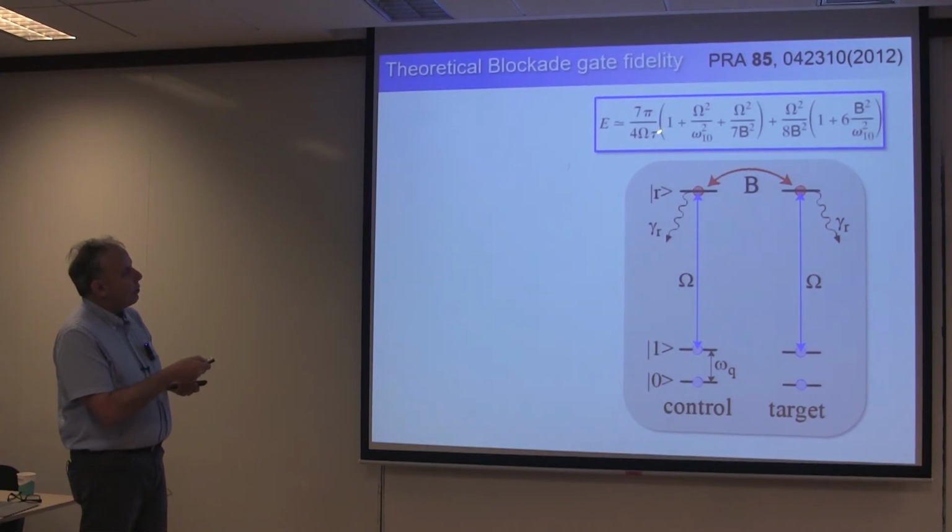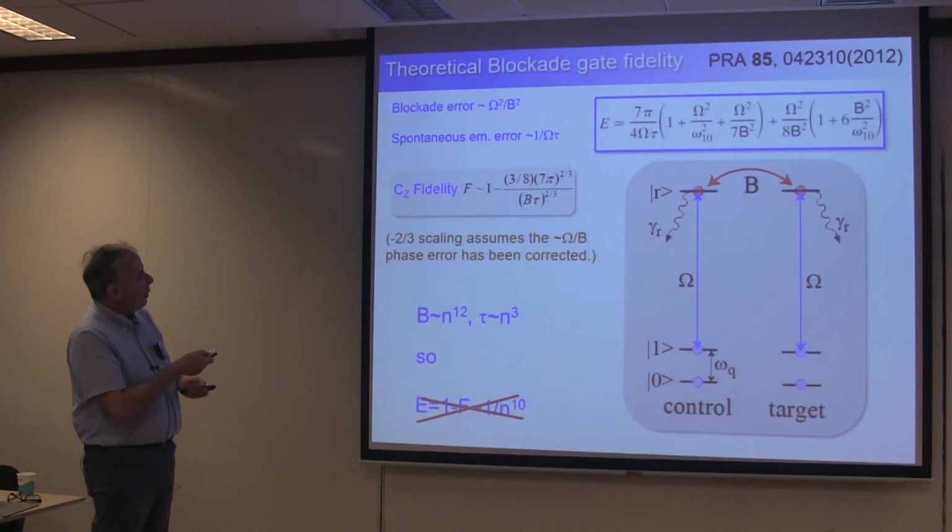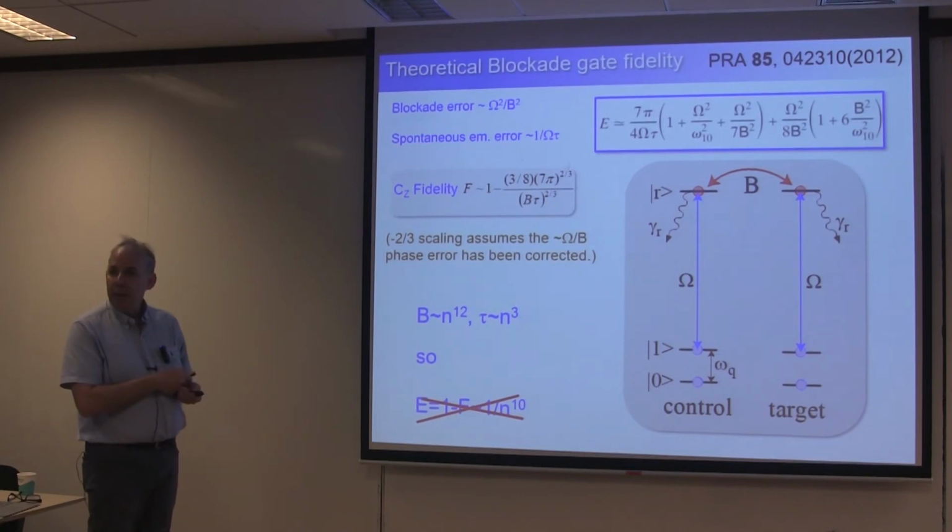This is the spontaneous emission error, which scales as 1 over the Rabi frequency times the Rydberg lifetime tau, and the blockade error, which scales as omega squared over B squared. And then you can look at this formula and just pick omega to minimize the sum of those two terms, and you get an optimum value of omega, which if you plug into here, gives you an estimate for how high the fidelity can be.